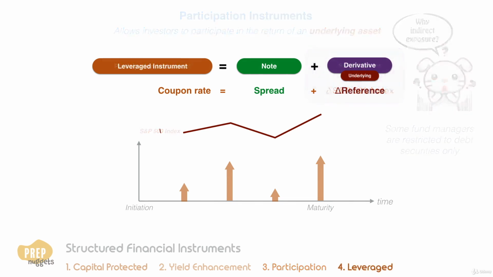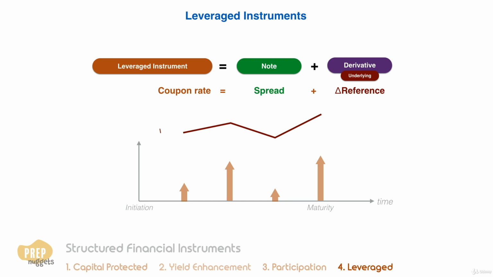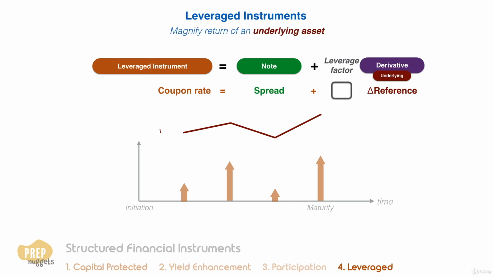And we conclude with the last category, leveraged instruments. Leveraged instruments are very much like participation instruments. The coupon rate adjusts based on the performance of the underlying asset. However, in this case, the returns from the underlying can be magnified by a leverage factor. Leveraged instruments are created to magnify the returns of an underlying asset in order to offer the possibility of high payoffs from small investments. An inverse floater is an example of a leveraged instrument.